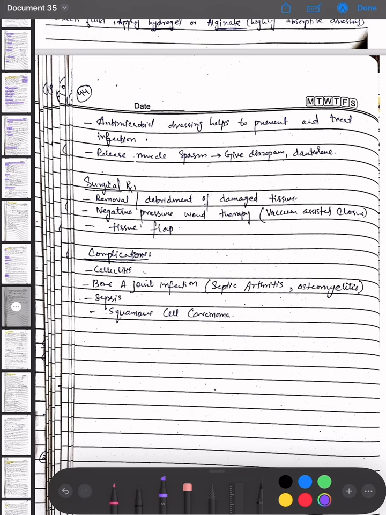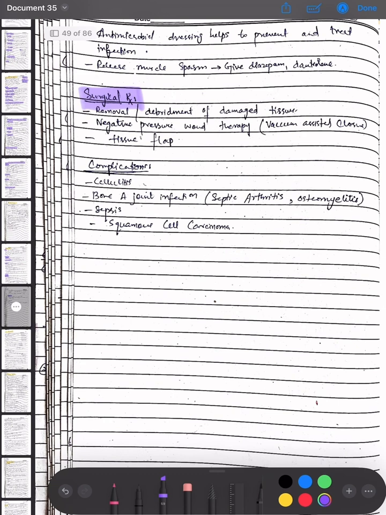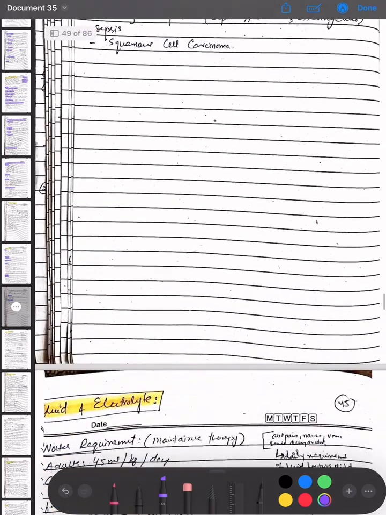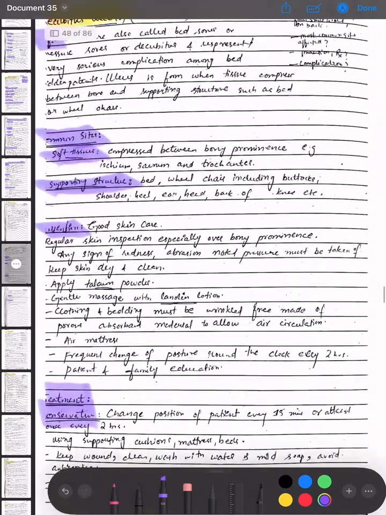What is the surgical treatment for the decubitus ulcer? These are removal and debridement of the damaged tissue, negative pressure wound therapy, that is vacuum assisted closure, and tissue flap. What are the complications? Cellulitis, bone and joint infection, septic arthritis, osteomyelitis, sepsis, and squamous cell carcinoma may occur due to decubitus ulcer.